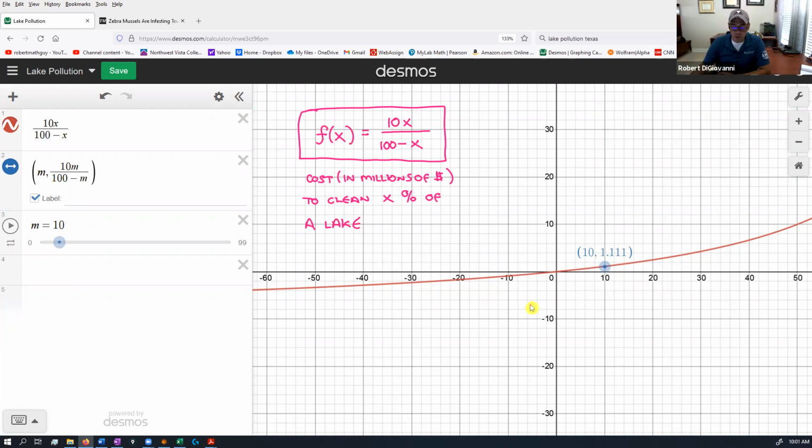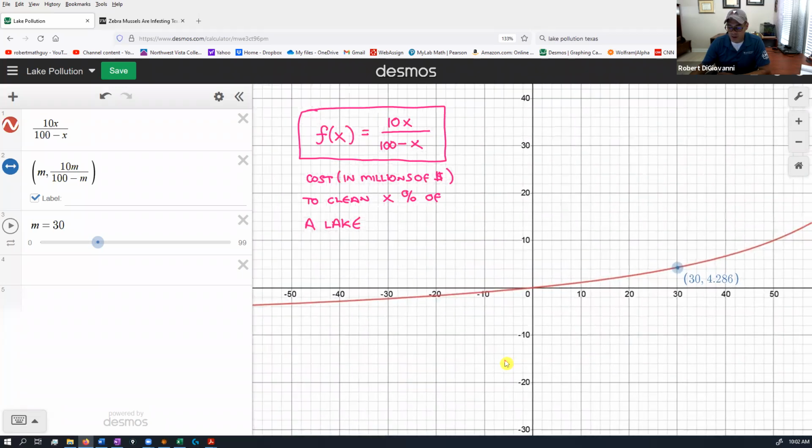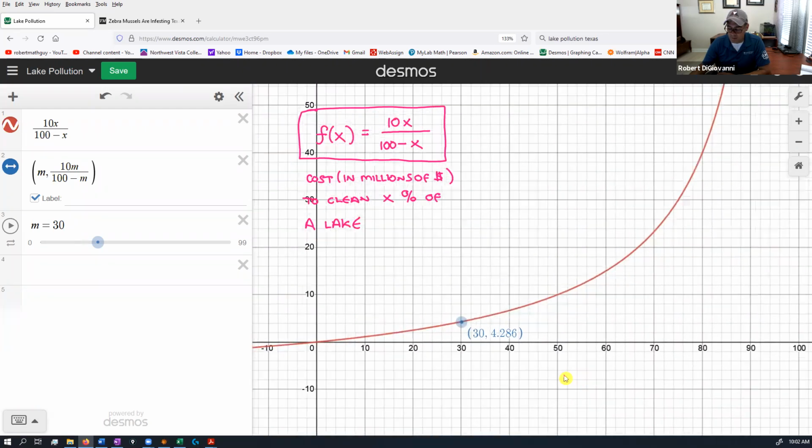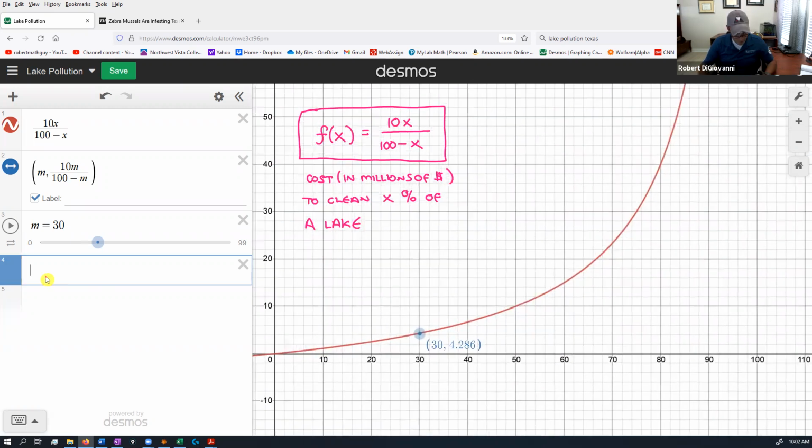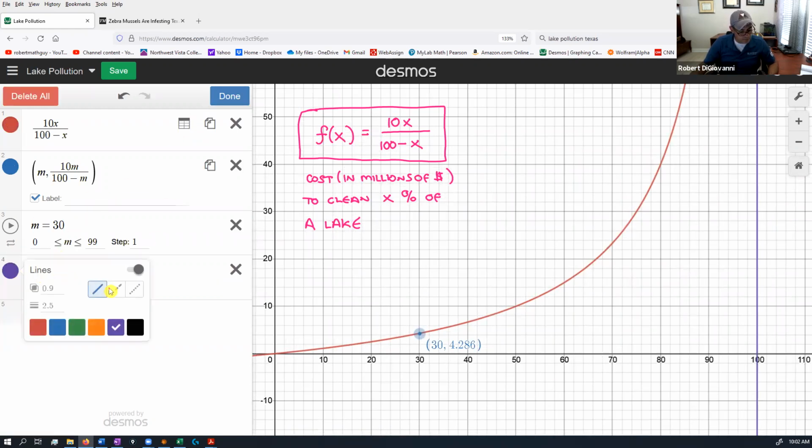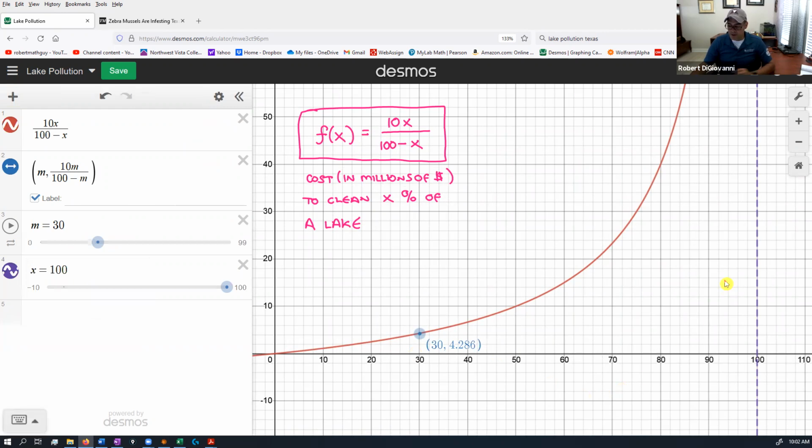So what we should expect is that the higher the percentage, the more expensive it gets, right? We try and do 20%, 28. But can we ever truly get 100%? Can we ever get 100%? So look at what this graph does as you go to 100. Let me graph x equals 100, and let me make that a dotted line. So there's x equals 100.